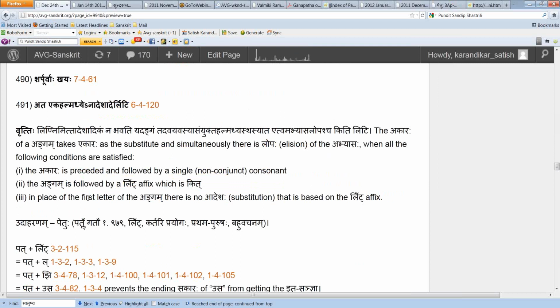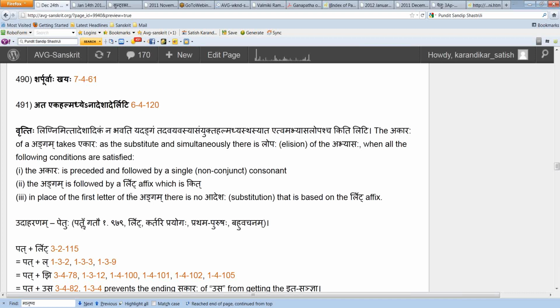The anga should be followed by a lit pratyaya, which is kit, and in the place of the first letter there should be no adesha, no lin nimittaka adesha. So there should be no adesha based on the lit pratyaya on the first letter. Those were the conditions of applying 6.4.120, and we saw that in detail in the last class with plenty of examples. When all these conditions are met, then there is abhyasa lopa and etvam. In place of the akara, we get the ekara adesha and abhyasa lopa.